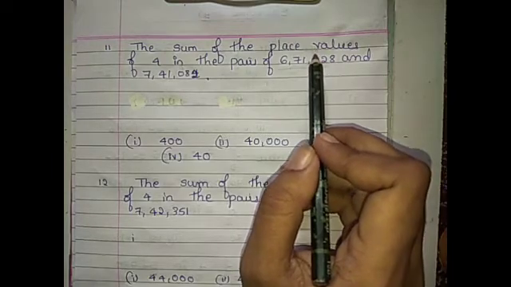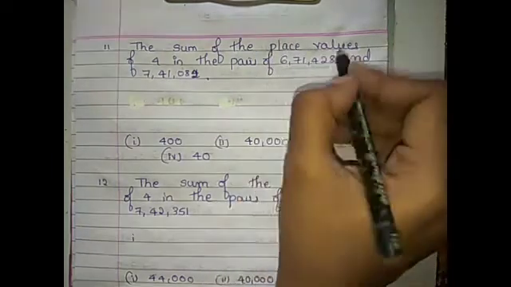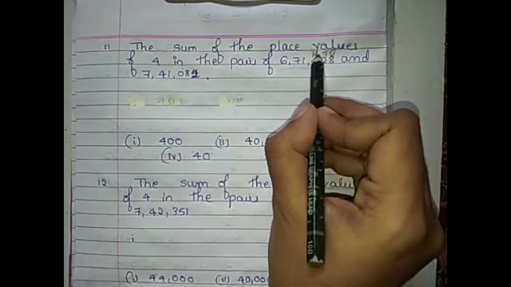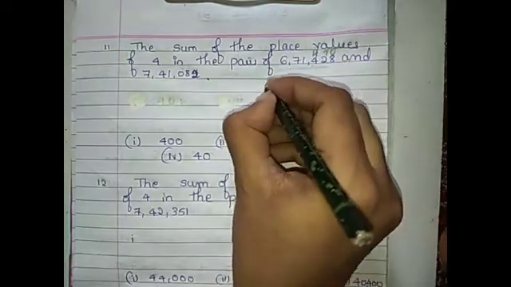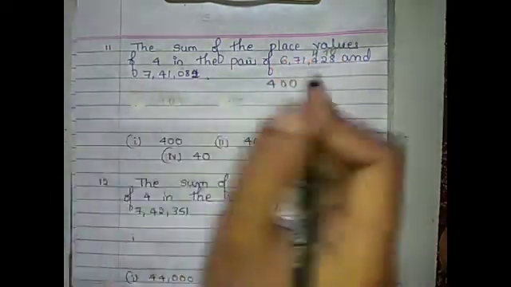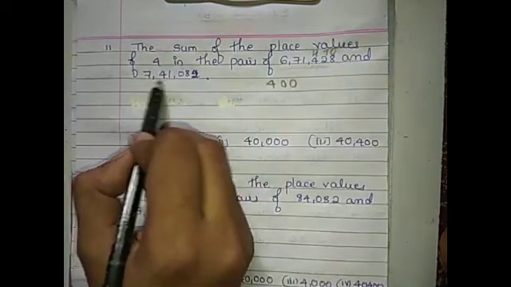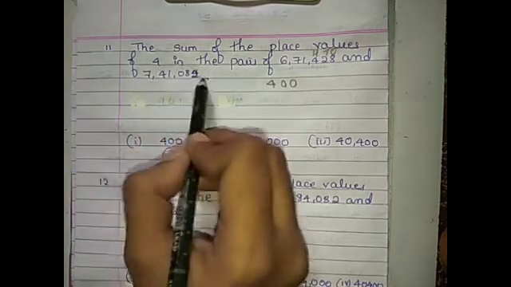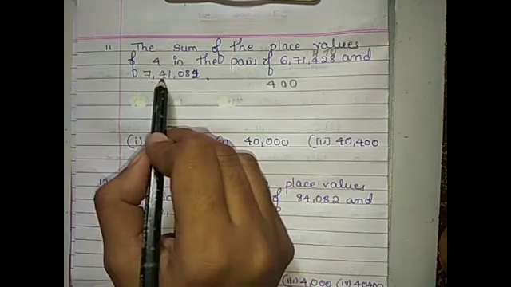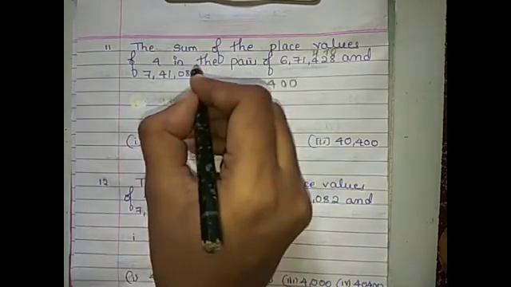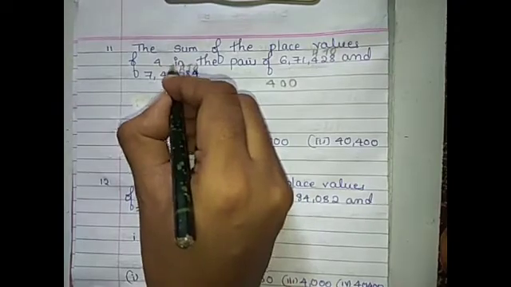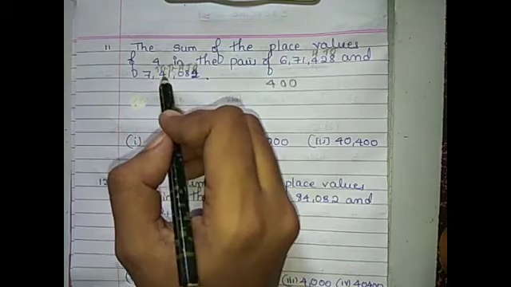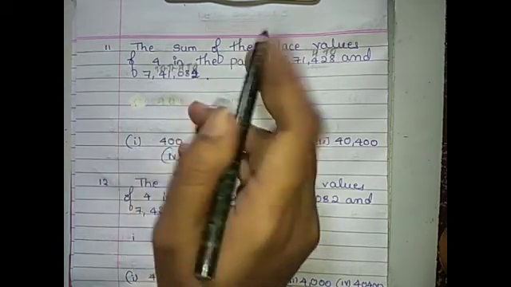6,71,428. So first we need to identify the position of 4. Ones, tens, 100. In this number 4 at 100 place. So the place value of 4 is 400. Next we have to find out place value of 4 in 7,41,082. First we need to identify the position of 4. Ones, tens, 100, 1000 and 10,000. In this number 4 at 10,000 place. So the place value of 4 is 40,000.